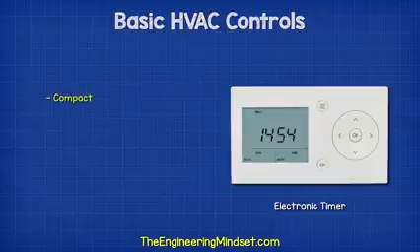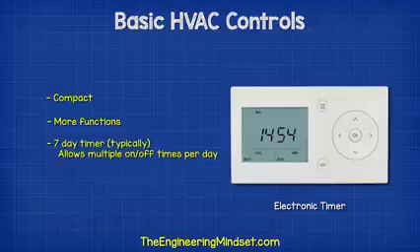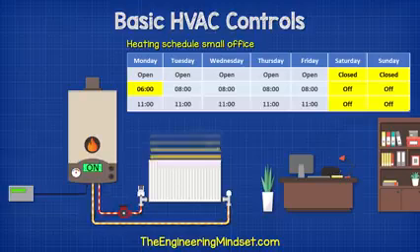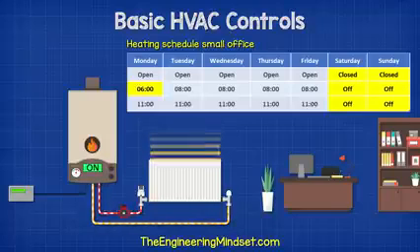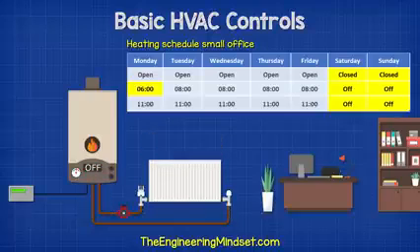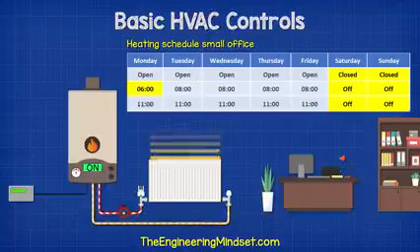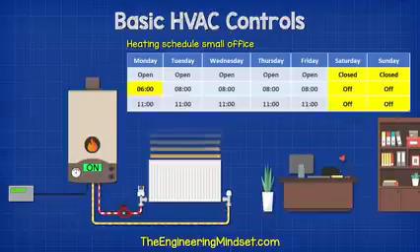Electronic controllers are compact and much easier to use. They have far more functions, but usually at least a 7-day time schedule with multiple on-off times per day. This is useful, for example, in a small office, which is closed on weekends. So during the winter, the heating is scheduled to turn off on weekends, and then it starts slightly earlier on a Monday morning because it will take longer to warm the building up.